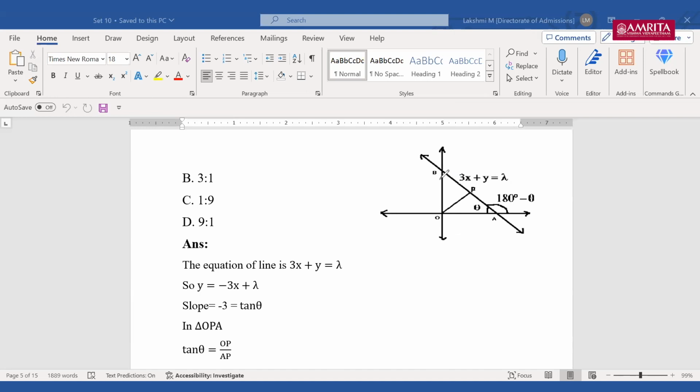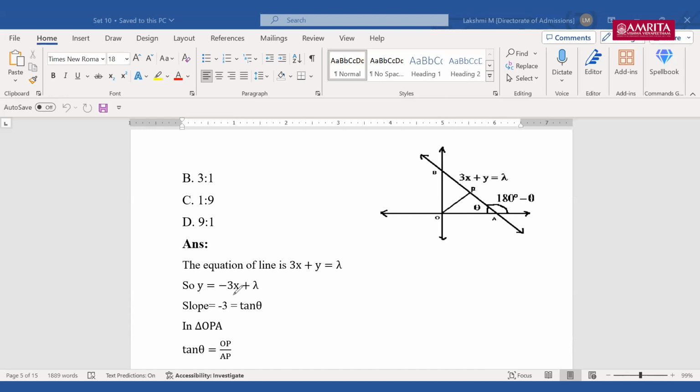And the 2 points touched on the x-axis and the y-axis are A and B respectively. Okay. Somebody has typed 3:1. There are different methods, different ways you can use to solve this question. So the initial part is, this is the line which is given, right? 3x plus y equal to lambda.